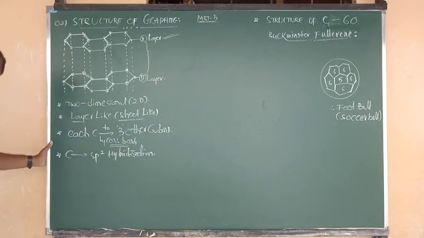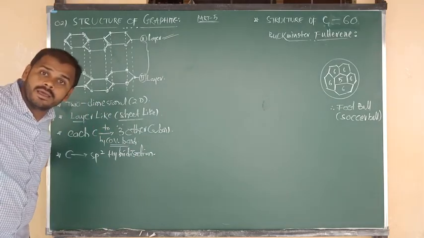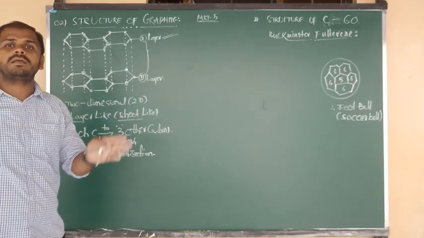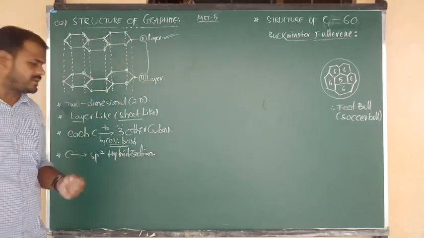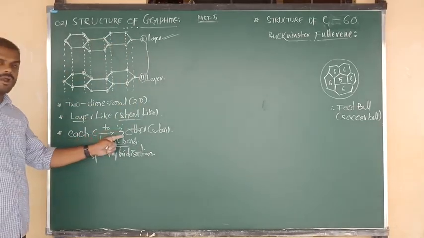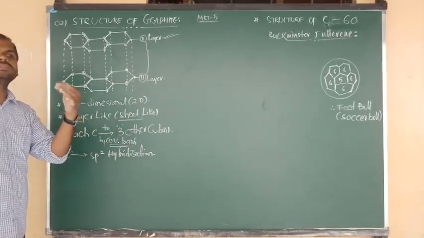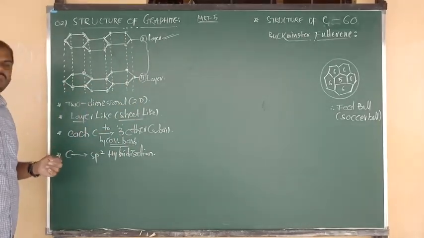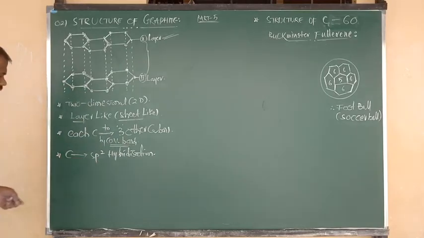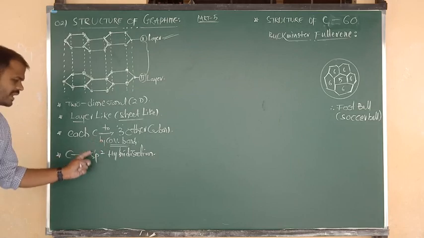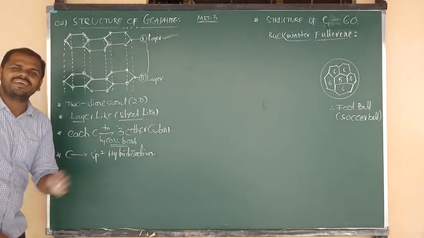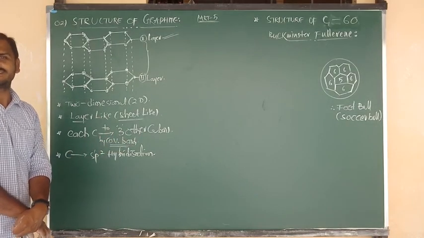So what is the hybridization of carbon in diamond? sp3, because one carbon is connected to 4 other carbons, so we can say sp3. But here carbon is connected to only 3 surrounding carbons, so what is the hybridization? sp2 hybridization. So 1 is s orbital and 2 is p orbital, total is 3, so connected to 3 other carbons. I hope you understand this clearly.